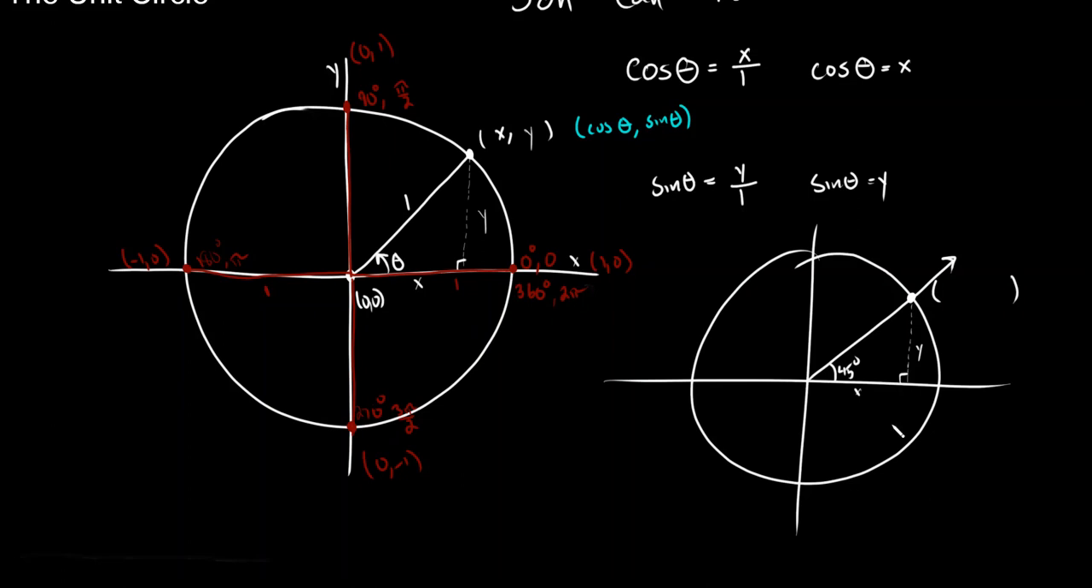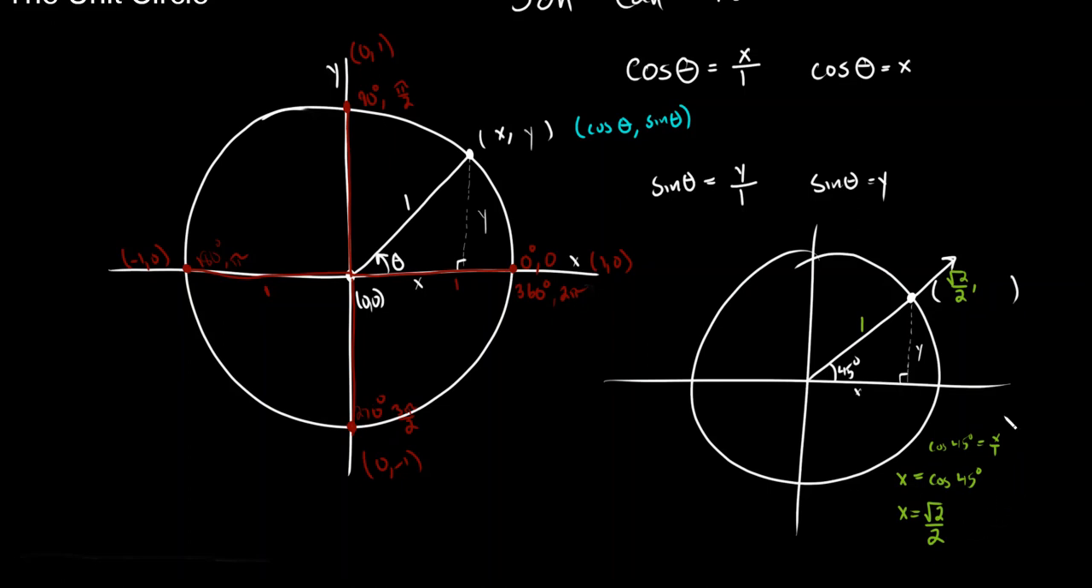To find the x-coordinate, x is equal to cosine of theta. So right here, that x would be equal to cosine of 45 degrees, right? Because this is 1 right here, so cosine of 45 degrees is equal to x over 1. So x is cosine of 45 degrees. And you should remember that cosine of 45 degrees is root 2 over 2. So this coordinate right here is root 2 over 2.